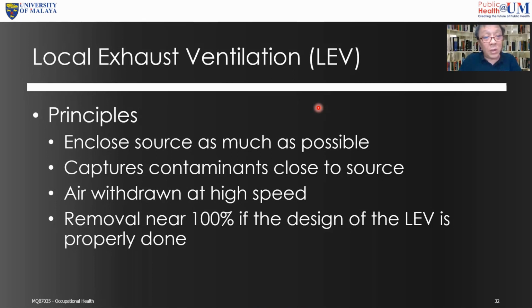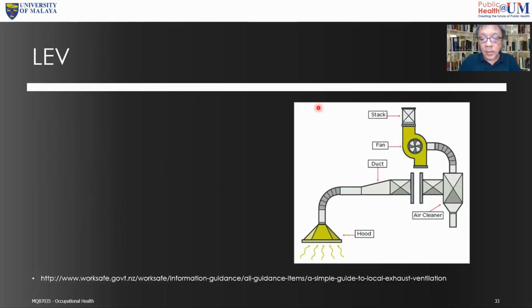So then we have local exhaust ventilation. The principle of local exhaust ventilation is the source. Enclose the source as much as possible. Capture contaminant close to the source. Air withdrawn at high speed. Removal up to 100% if the LEV is properly done. Of course, we have the hood, the air duct, the fan, the air cleaner, and the stack.